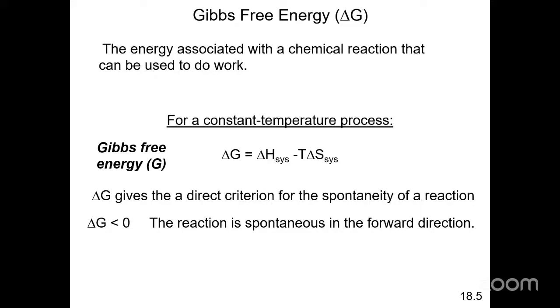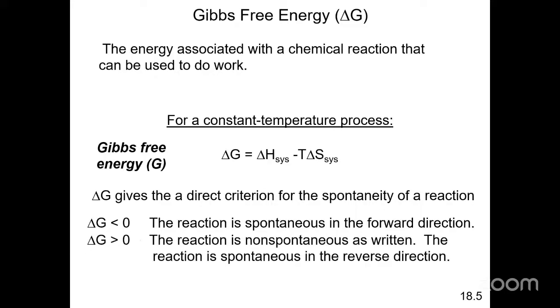If delta G is negative, then that means that the reaction is spontaneous in the direction as written, right? If delta G is positive, that means that as the equation is written, the reaction is not spontaneous. Instead, the reaction is going to be spontaneous in the reverse direction, all right? And then if delta G is equal to 0, that means the reaction is at equilibrium, right?